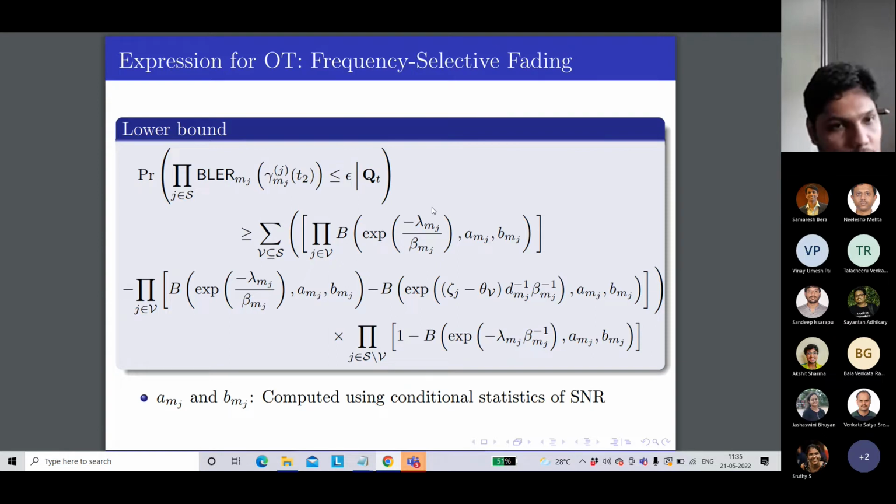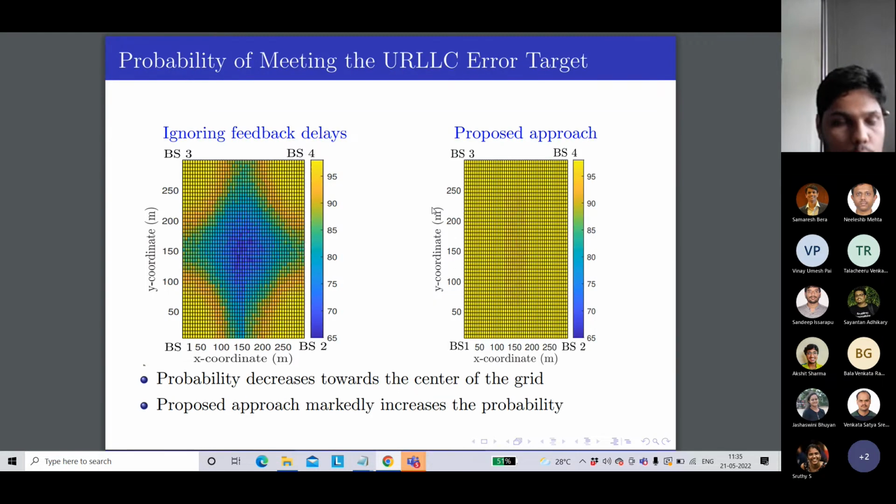Now let's see the effect of this constraint based MCS selection. To show that, I'll present a heat map. First, this is the heat map representing the probabilities. Base stations 1, 2, 3, and 4 are located at the edges of the square grid. And this is also a heat map.